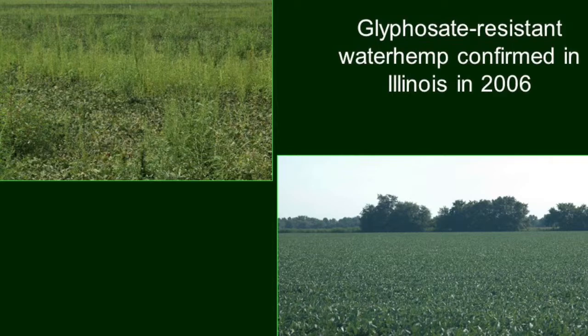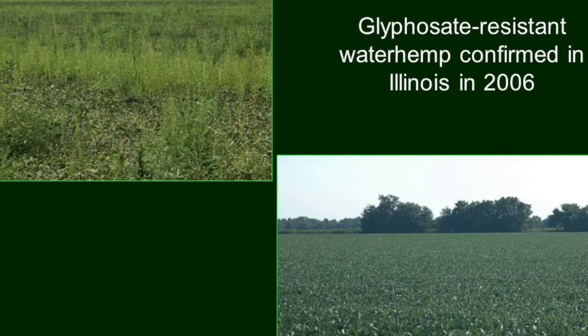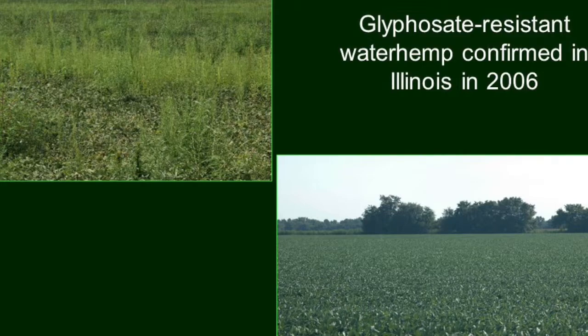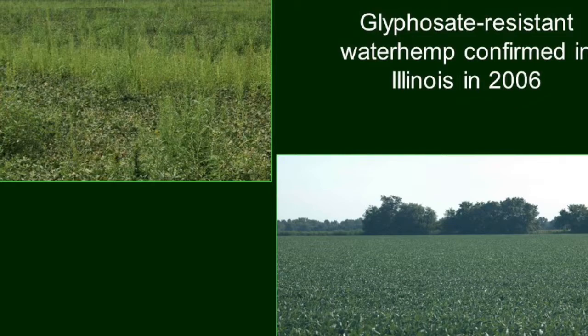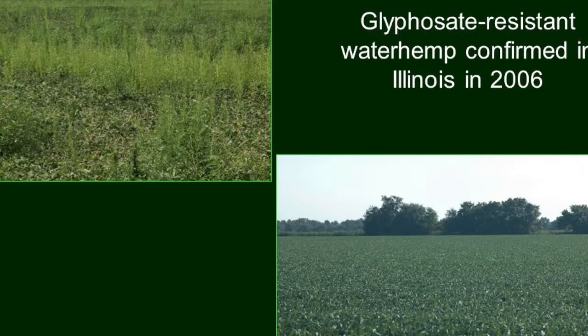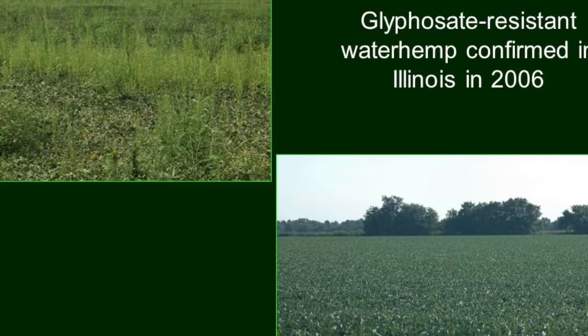Is there something the farmer is doing differently? Wouldn't it be great to know what is the single biggest difference between these two fields that we could use to understand why one field has glyphosate resistance and why the other field doesn't? And so that was really the origin of this study, to ask what are the factors that are related to the presence or absence of glyphosate resistance?